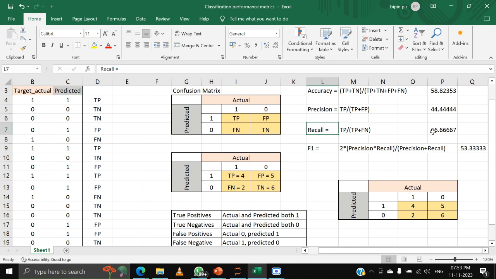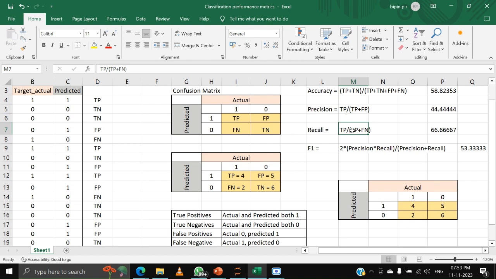Okay, so something around 66 I'm getting. Now this is the difference between precision and recall. Precision means how many are truly positive out of the total classified positives. But recall means how many are truly positive out of the total positives.